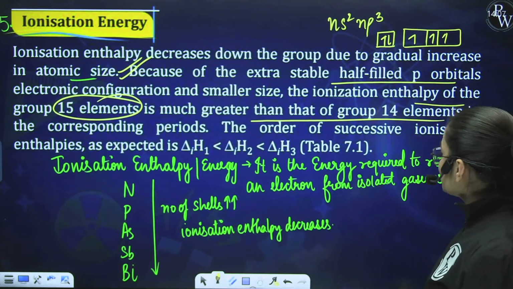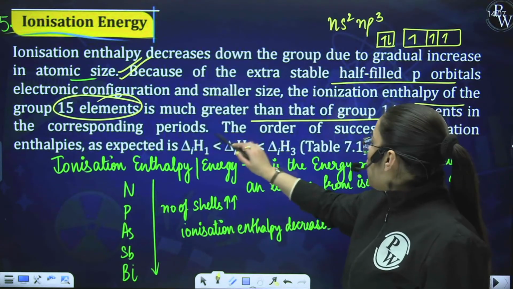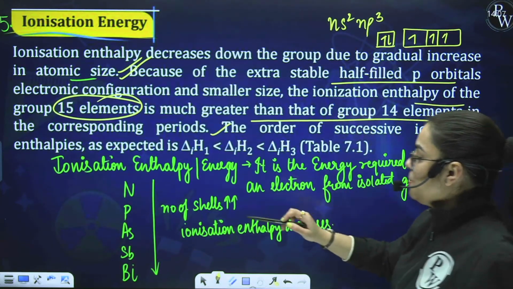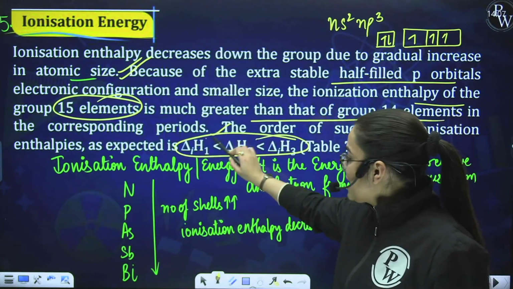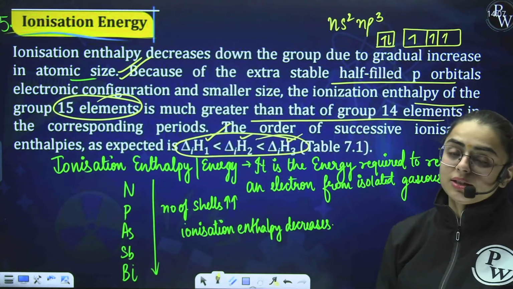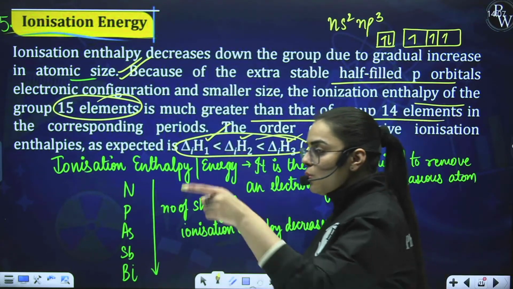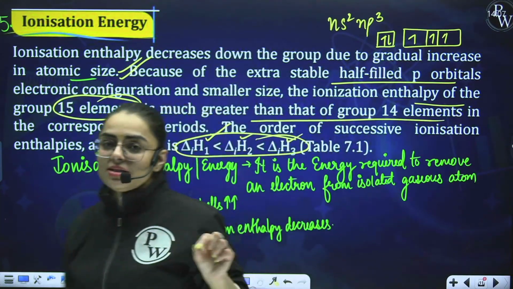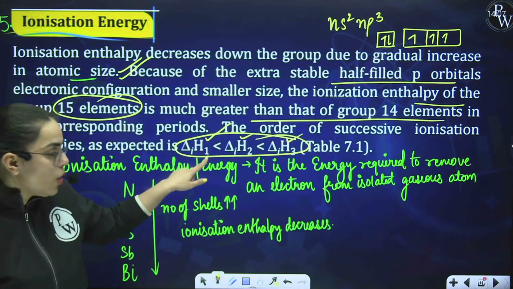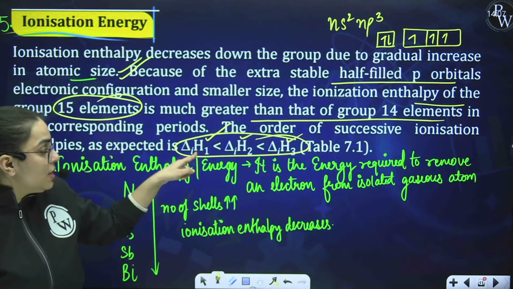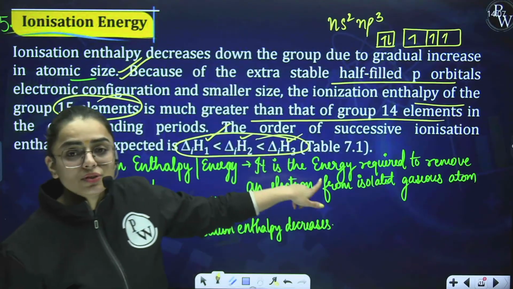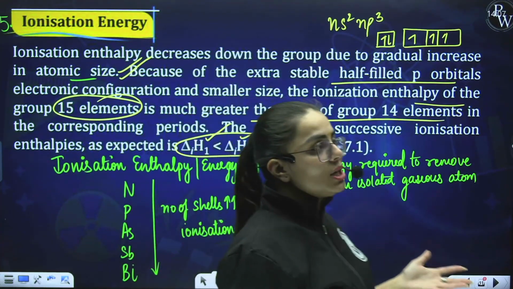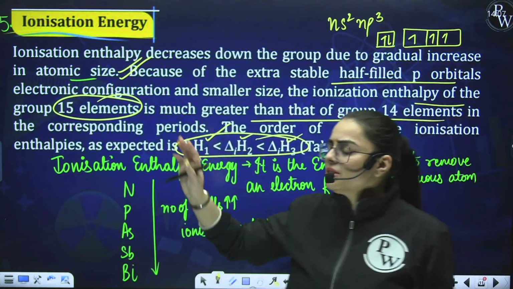Okay. Now the next most important thing is the order of successive ionization enthalpies, which are expected as that. See, now what is this thing? Delta H i2, i3, what is it? When you are removing one electron from the outermost shell, it is the ionization enthalpy of the very first electron. When you are removing one more electron again, it is of the second electron, then of the third electron. When you are initially removing one electron, it will get easily removed.